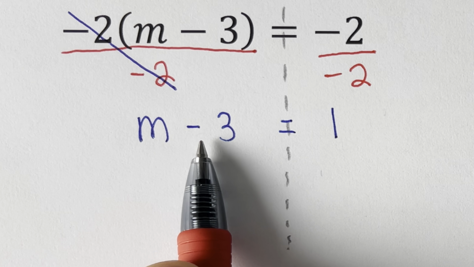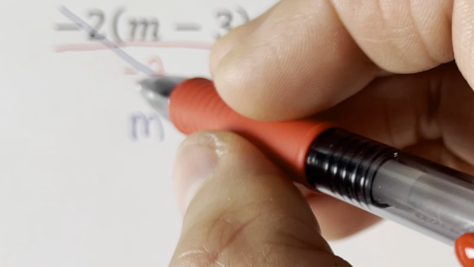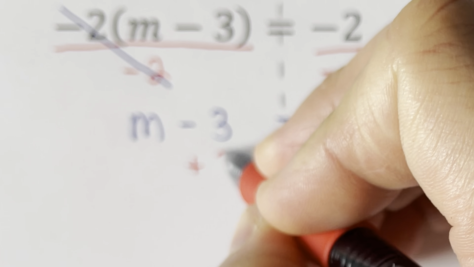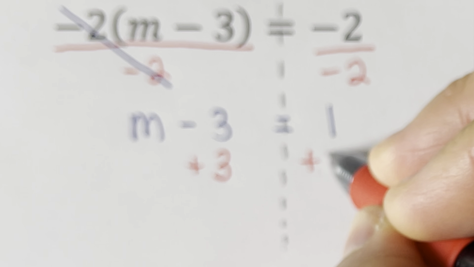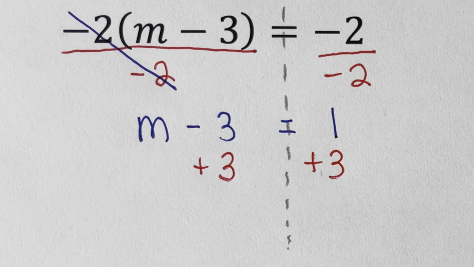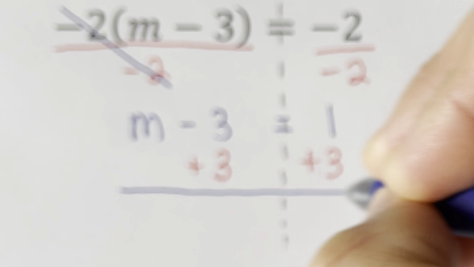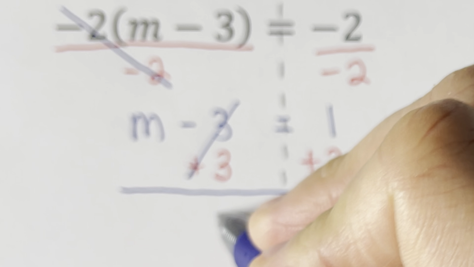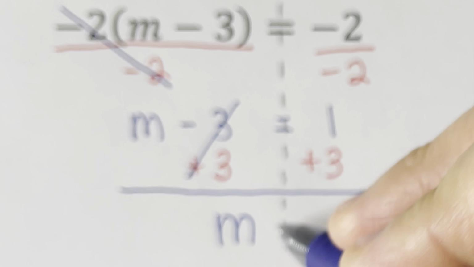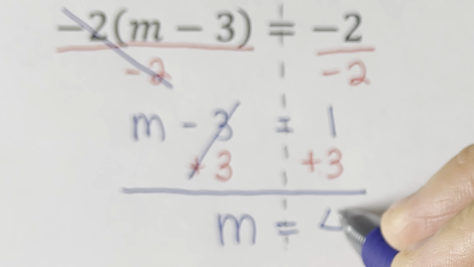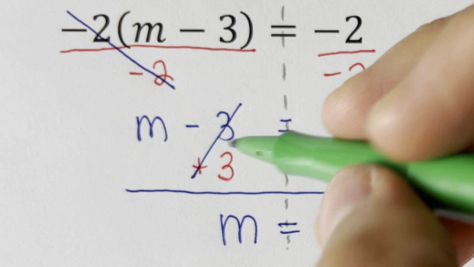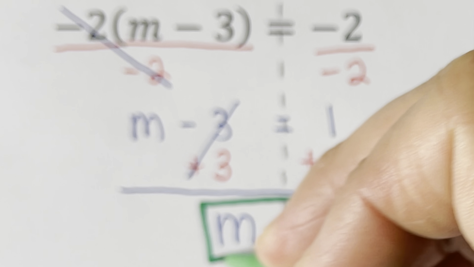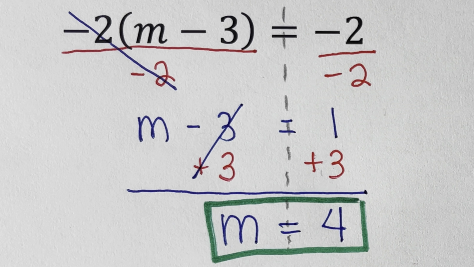This is subtraction, and we remember that the opposite of subtraction is addition. So we can add 3 to both sides. We can cross that out, so plus 3 as well on the right side. Then we cross this out. We are left with just m on the left side, and that is equal to 4. So this is the value of m that will make this equation correct.